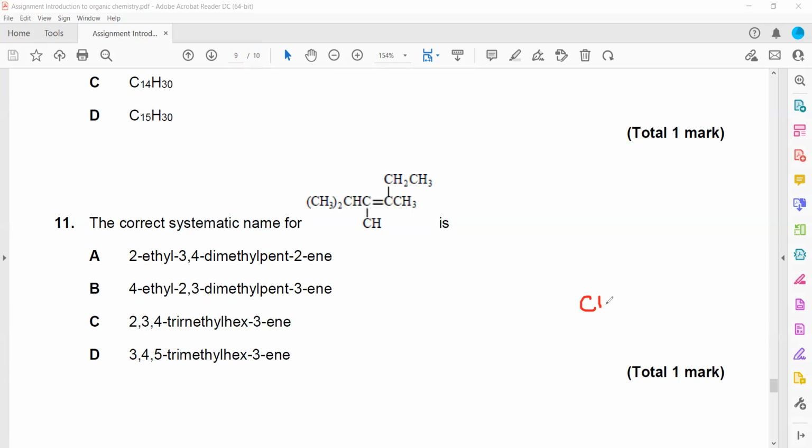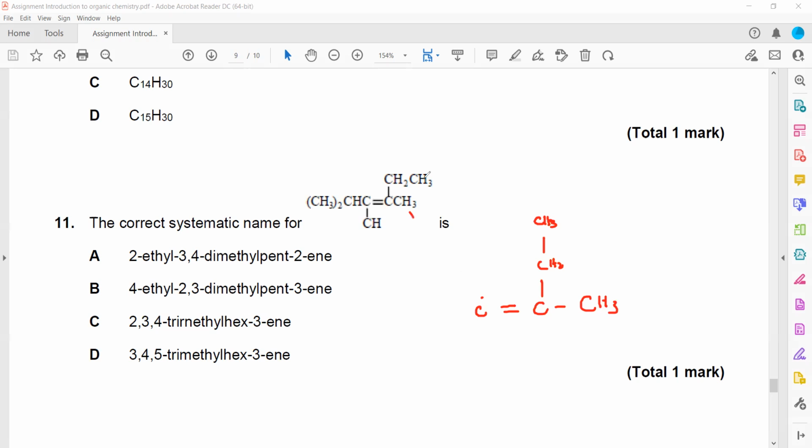So this is CH3. Then next to that is C. Then there's a double bond. And this is having CH2, CH3. And then we have C. And this is having CH, because it's CH and then CH and then CH2 and CH3.